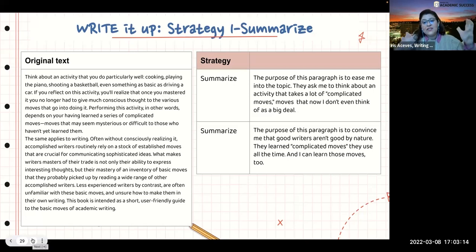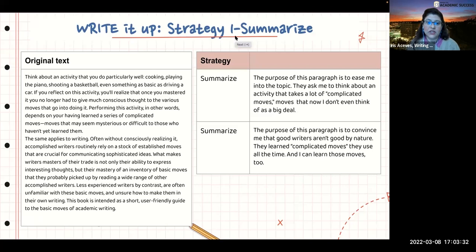So one of the strategies is summarize each of the paragraphs, right? So that you read a paragraph, and as you can see on the side, you create a little summary. What do I think the author is trying to tell me, right? So that's one of the strategies in order for you to create a paraphrase.